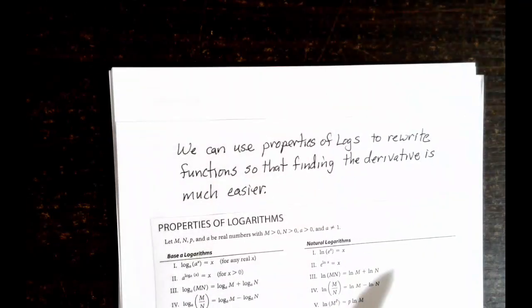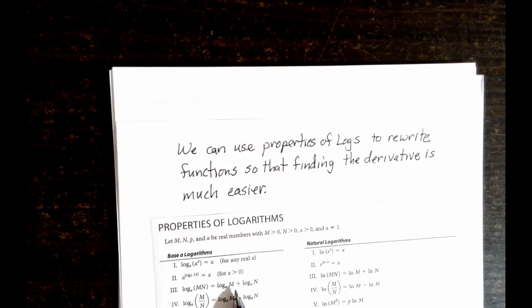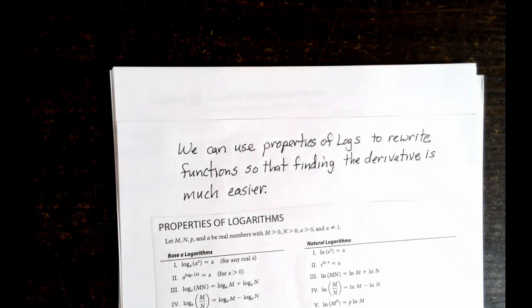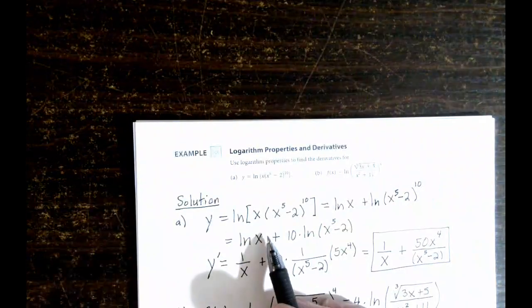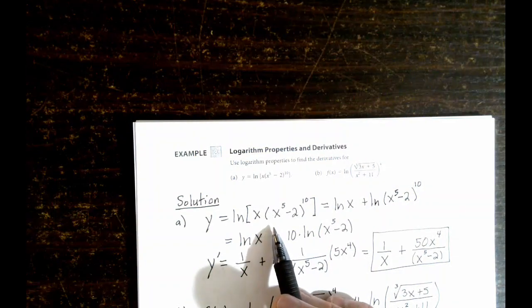Now we can use some of the rules of logarithms to rewrite functions so that finding the derivative is easier. Some of them are: log of multiplication equals addition of logs, log of division equals subtraction of logs, and something in the exponent can be brought out front. Those are basic rules that we can use to help us simplify an expression before we take its derivative.